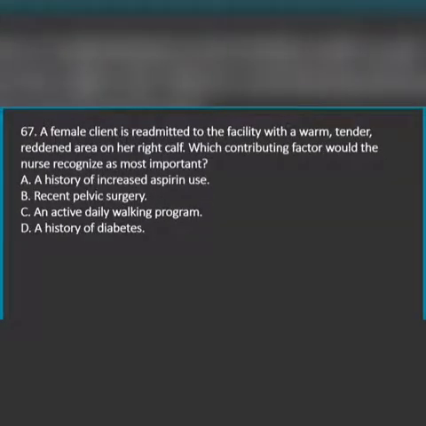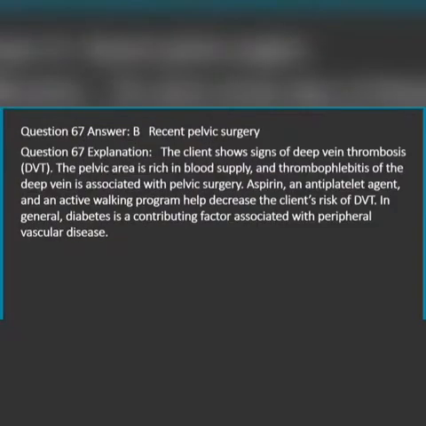Question 67. A female client is readmitted to the facility with a warm, tender, reddened area on her right calf. Which contributing factor would the nurse recognize as most important? A. A history of increased aspirin use. B. Recent pelvic surgery. C. An active daily walking program. D. A history of diabetes. Question 67 Answer: B. Recent pelvic surgery.